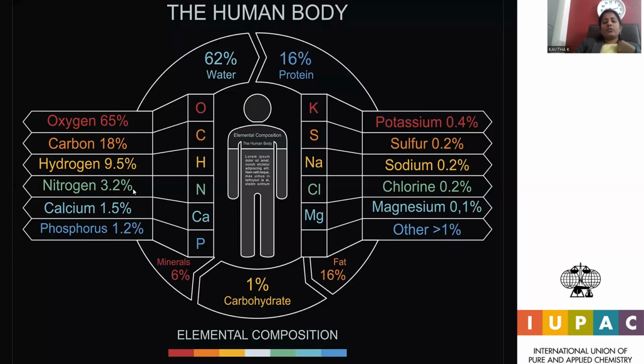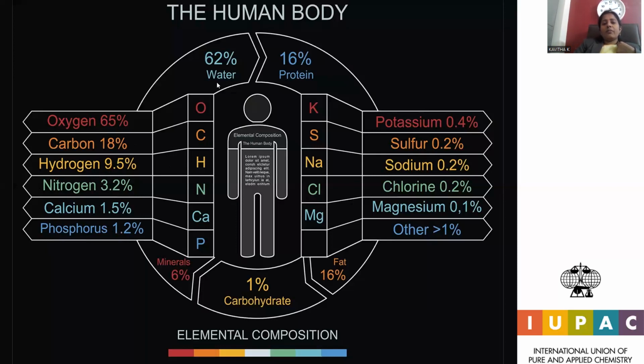Nitrogen is 3.2%. Next level, 3.2% nitrogen. Calcium 1.5% will be there. Our bones are made up of calcium phosphate, and phosphorus is 1.2 percentage. This nitrogen contributes to the protein synthesis.